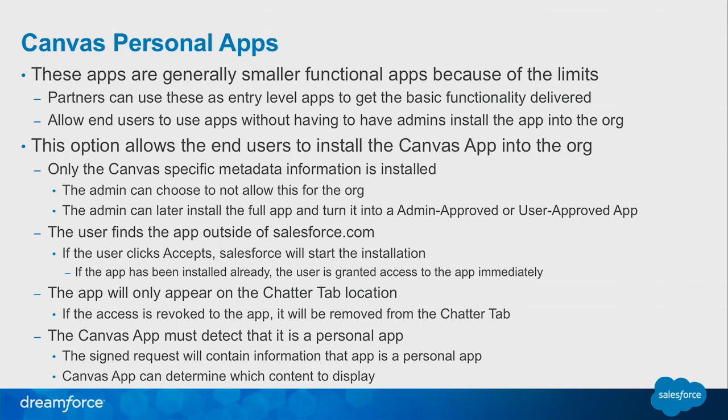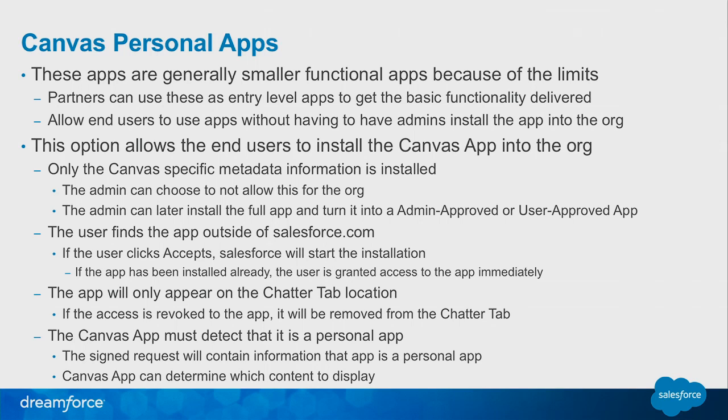Now, from the actual technical side, what we do that's a little bit different is when you find that application and install it, like I said, we go ahead in the background and install the metadata that is just the Canvas pieces. So let's say I have a full app, and I remember I said the apps could be multiple types: user-approved, admin-approved, or personal. Let's say for my user-approved apps, I have a Canvas app associated with it, I have an Apex class, I have some Visualforce pages in the package, maybe some custom objects, and I package that all up as a full solution. Now, with the Canvas personal app, when they install it, the only thing we actually install is the Canvas metadata.